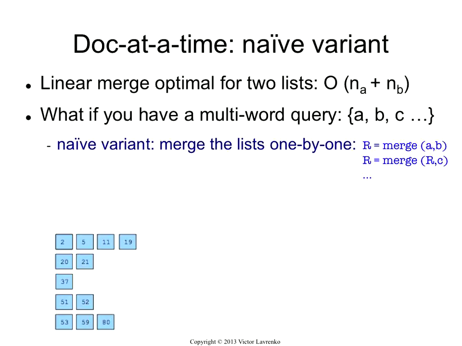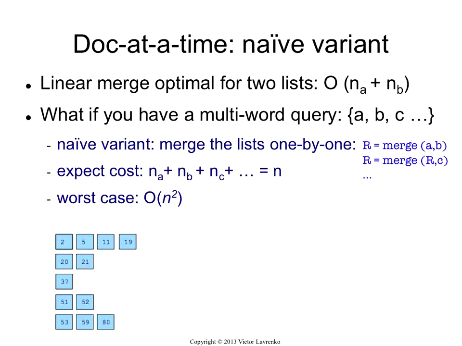But let's see how this works complexity-wise, how costly this is. You would expect the cost of this to be linear in the number of entries in the lists, right? So if list A has N of A and list B has N of B entries, then you would sort of expect that to be the overall cost of merging them one by one. And it turns out that that's not quite the case. The worst case is actually not the order of n, but the order of n squared. That seems a bit counterintuitive, but let's see how that comes up.